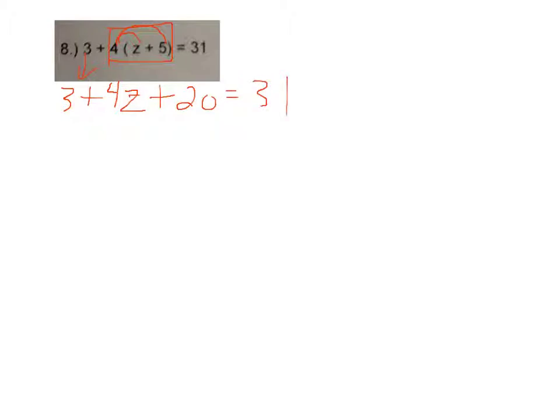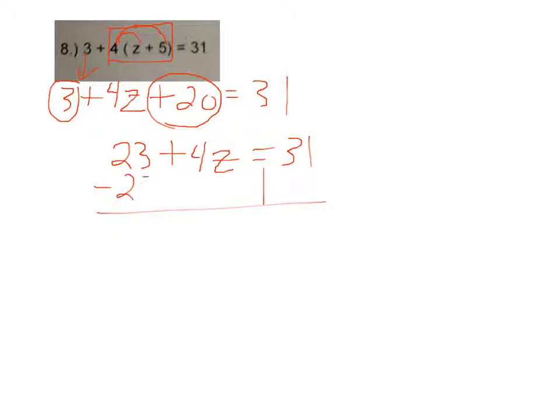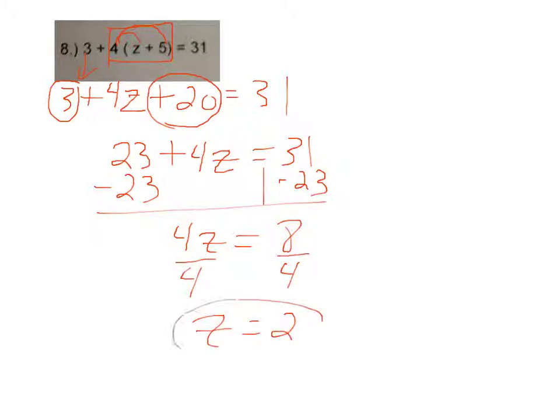Going to simplify the left side of the equation. I've got 3 plus 20, which is 23. We have that plus 4z equals 31. Working to get z by itself, we still have to undo adding 23, so I'm going to subtract 23 on both sides. That gives me 4z on the left. On the right, that gives me 8. Divide both sides by 4. So z is going to be 2.